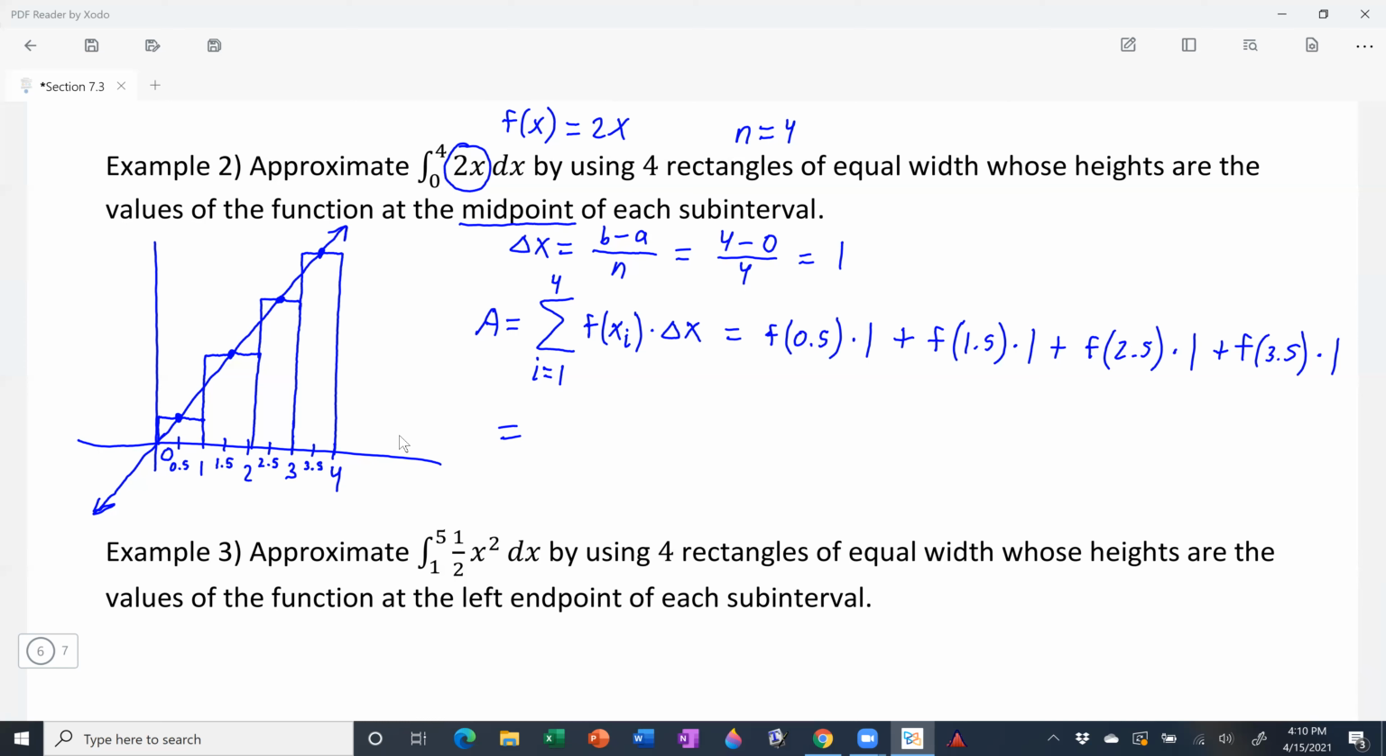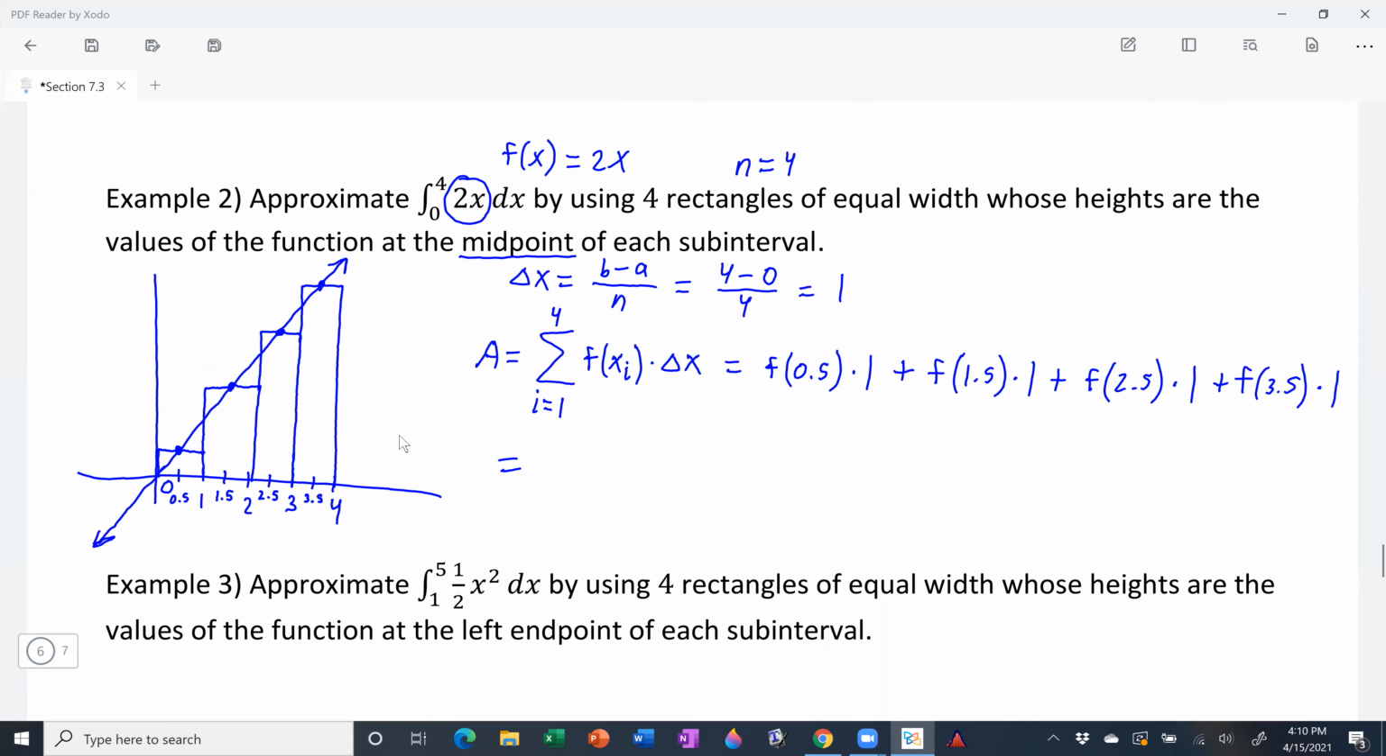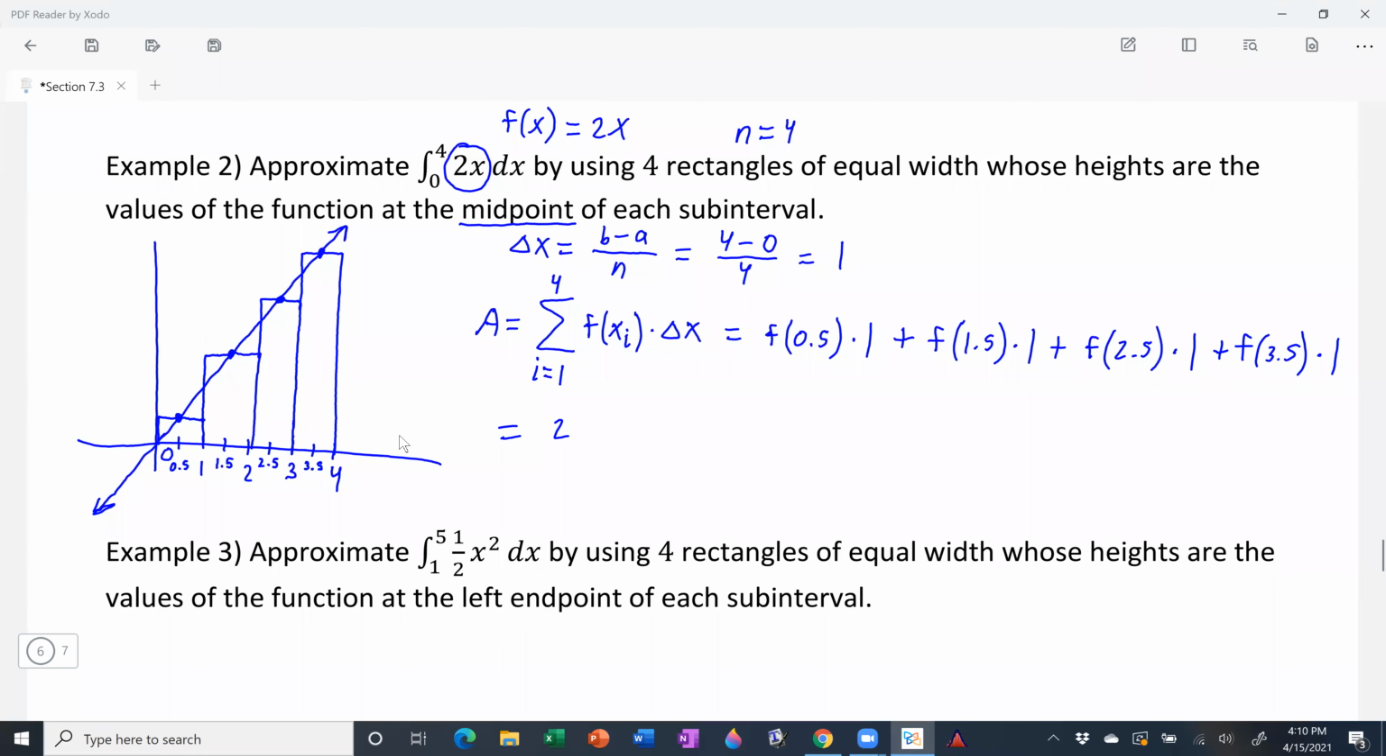Okay. So I'll write this out again. It's f of 0.5. Remember that the function we're using is 2x. So it's going to be 2 times 0.5. I don't need the times 1 anymore. Okay, those are all just going to be times 1. And then so this is 2 times 1.5 function values. It's just 2x each time. So 2x, 2x.